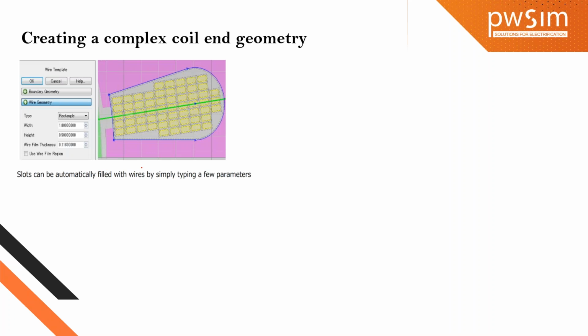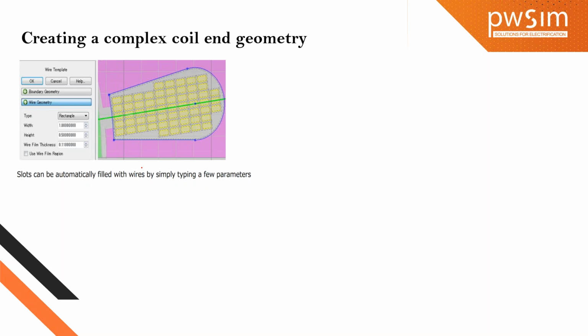So for example, firstly, I will show you how to create a wire by simply typing a few parameters in the slot by using wire template options. In the wire template options for the 2D model, we can define the area, I mean the slot area, and we can define the slot fill factor, the wire thickness, the wire insulation, everything. So automatically JMAG can create a wire in the slot based on the parameters defined in the wire template window.